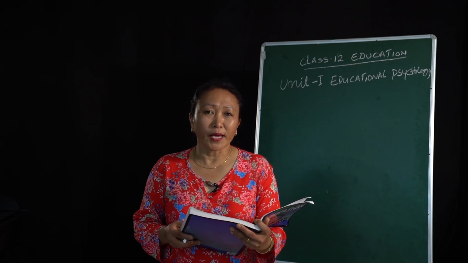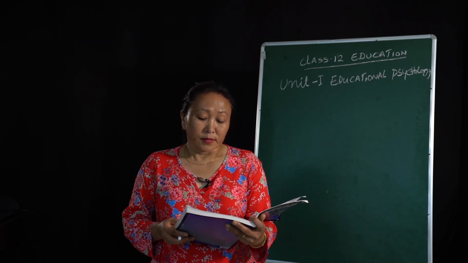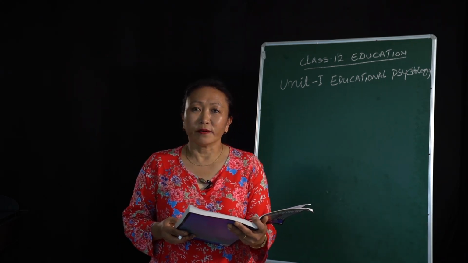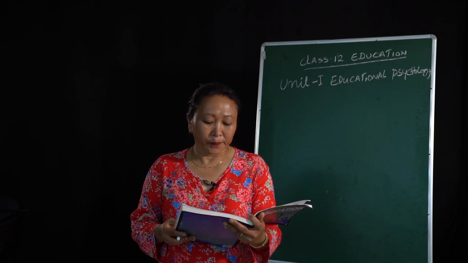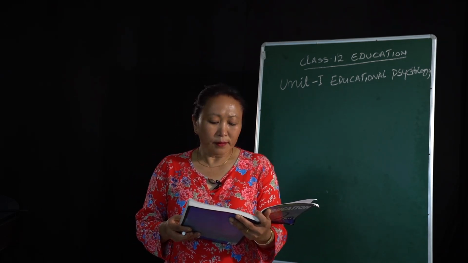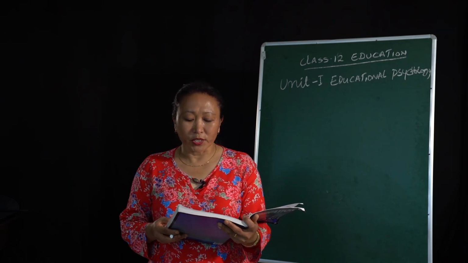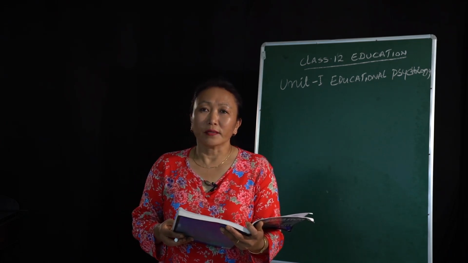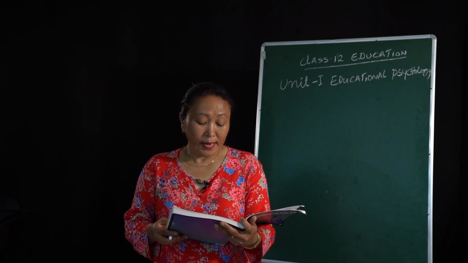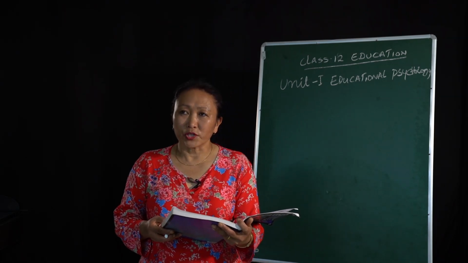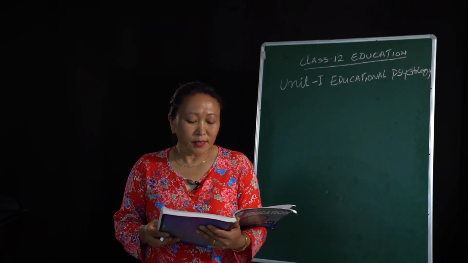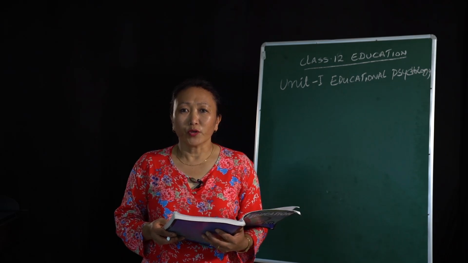Number 2, we will be helped to understand the meaning and definition of psychology. Number 3, we will be able to understand the various branches of psychology. Number 4, we will be able to understand the importance of psychology in education. Number 5, we will be able to know the relationship with other disciplines and professions. And number 6, we will be able to differentiate between psychology and education. So these are the 6 learning objectives of Unit 1.